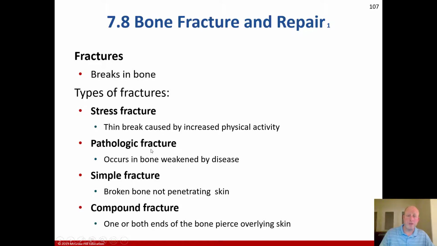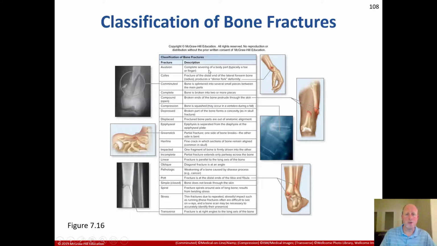A pathologic fracture occurs in bone weakened by disease. A simple fracture is a broken bone that does not penetrate the skin. And a compound fracture is when one or both ends of the bone pierce the overlying skin. Hopefully you never experience this; it's a bit of an interesting sight when it does happen. It hasn't happened to me, but I've seen athletes have it, and it's obviously a much more difficult fracture to recover from. But like all injuries, there is recovery, at least ideally, if things go well.